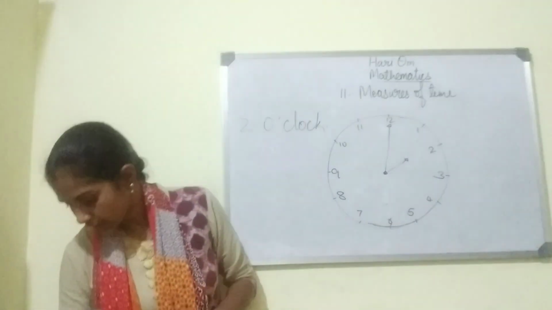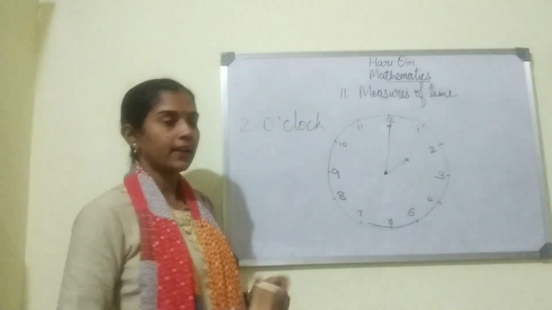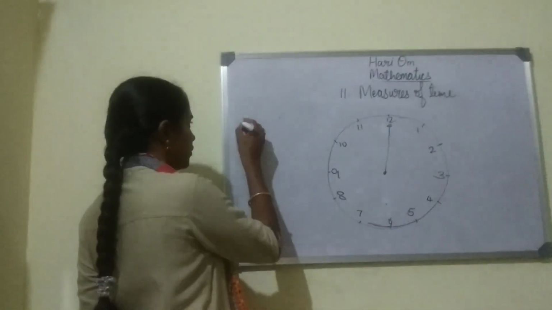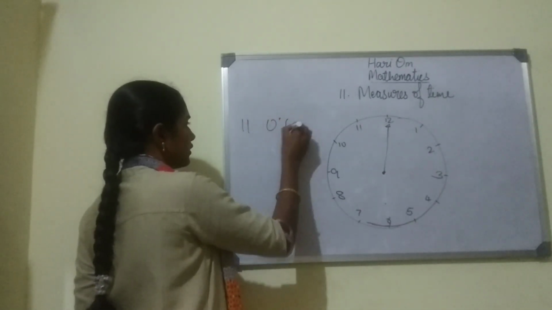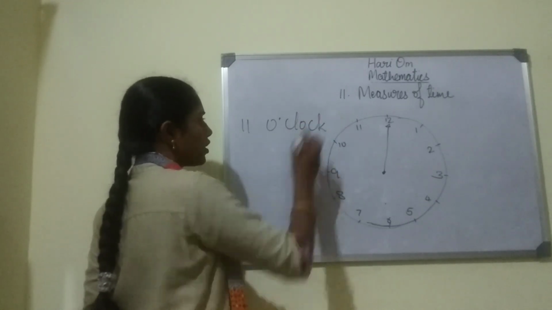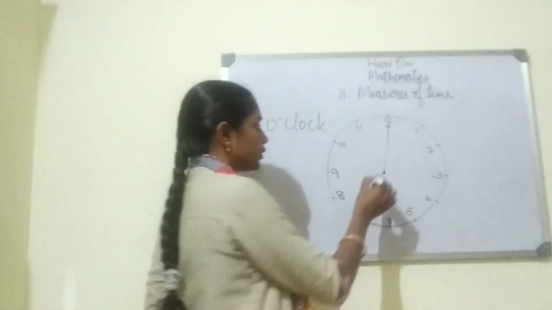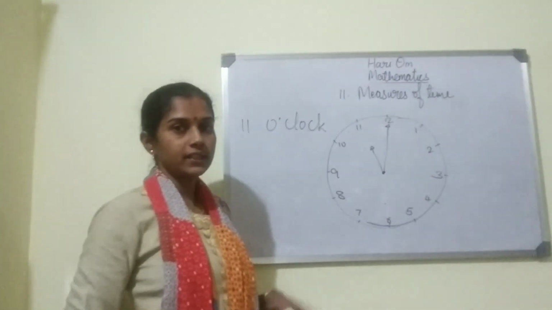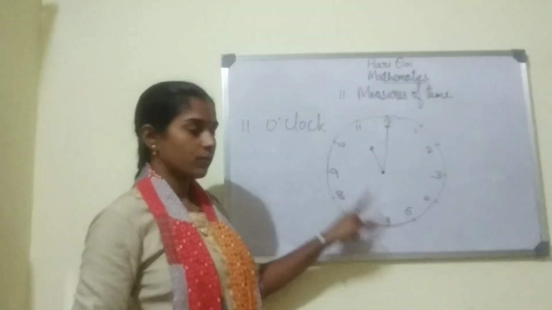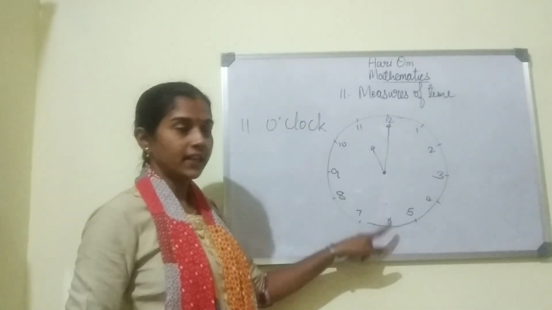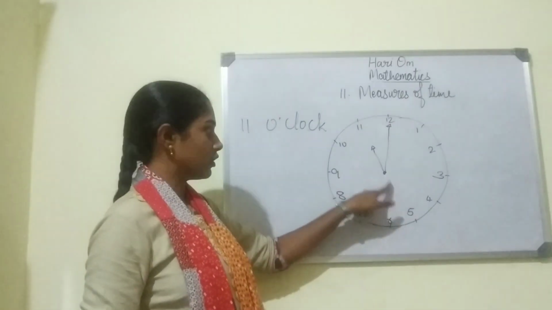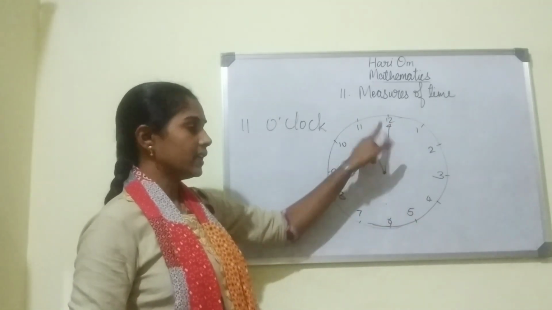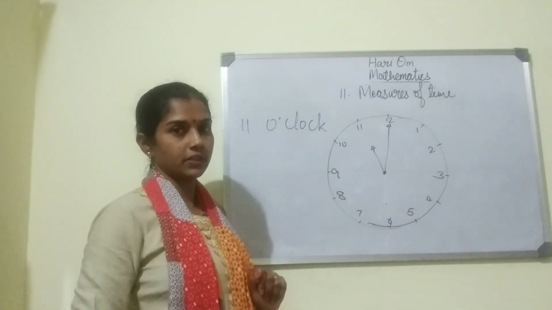Okay. Next one, it is 11 o'clock. So for 11 o'clock, where should the short hand be? Short hand at 11 and long hand at 12, it is 11 o'clock. What is the time shown in the clock here? It is 11 o'clock. Short hand is at 11 and long hand is at 12.